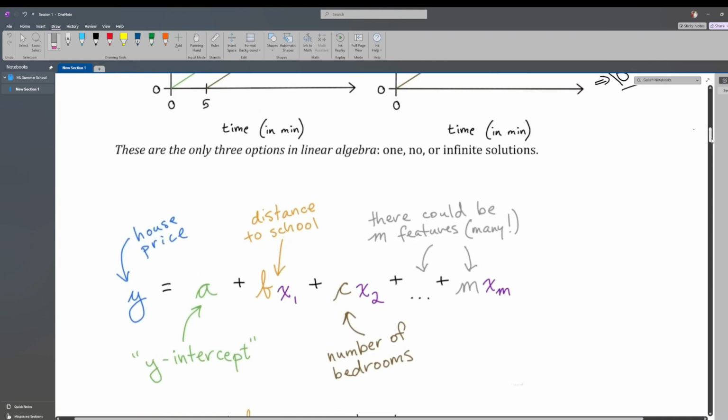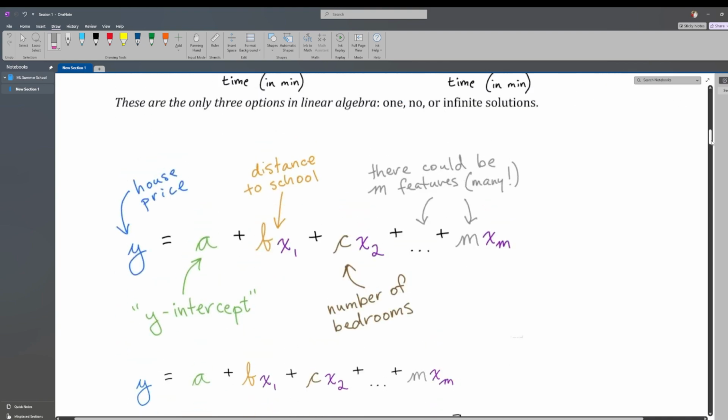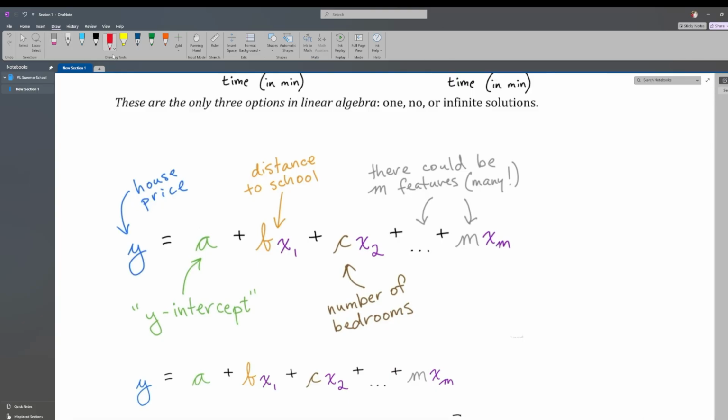Great. Let's now talk about this equation. Before that, keep in mind that in linear algebra we have just three kinds of solutions. We can have just one solution, we can have no solution, or we can have infinite solutions, nothing more than that. So the three scenarios are what we need to keep in mind.